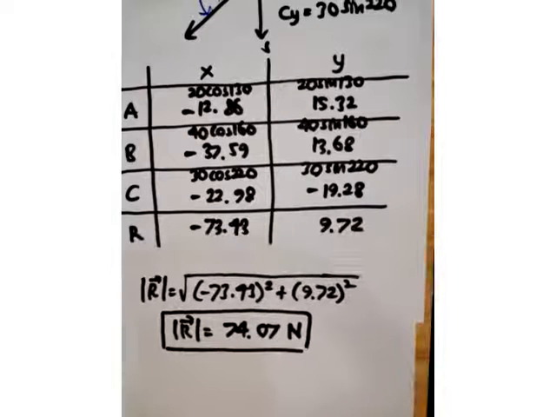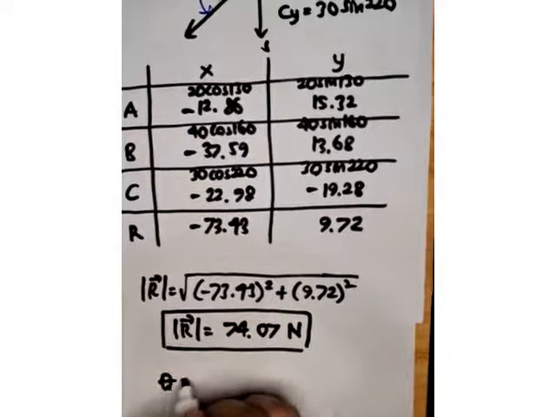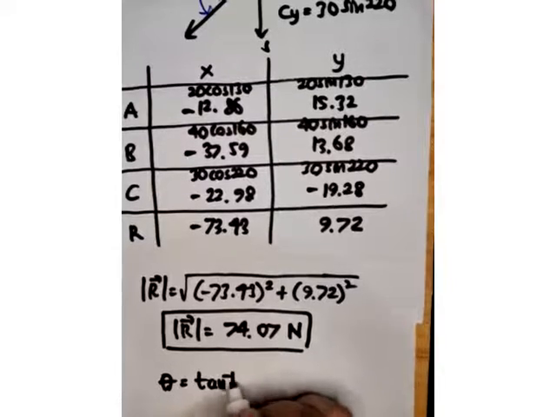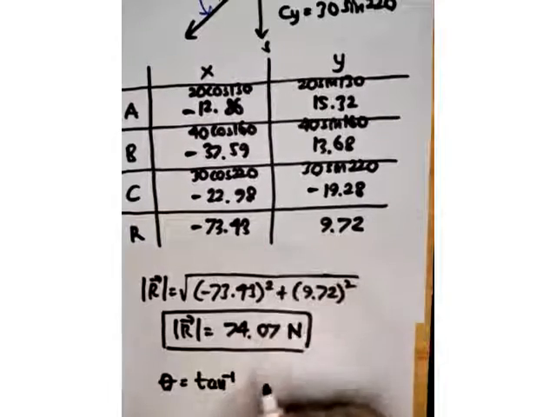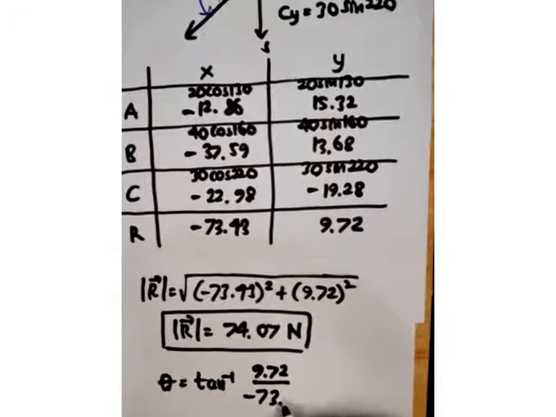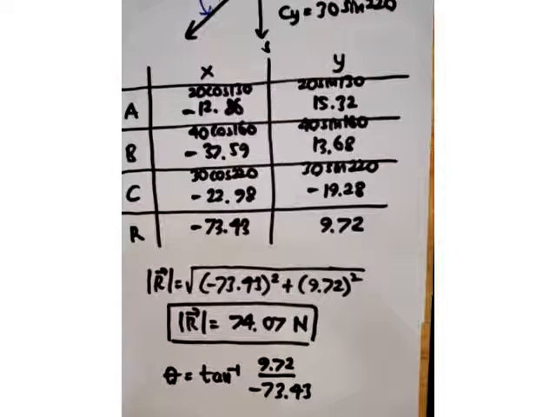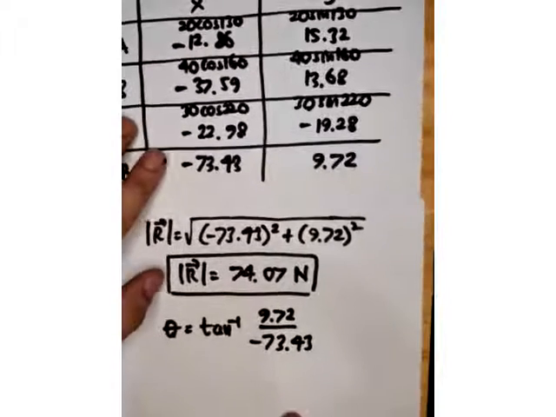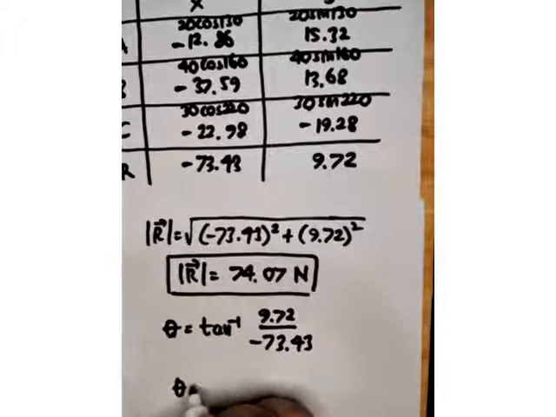Okay, next. We want to find the direction. So arctangent of y over x. So 9.72 over negative 73.43. Okay, so what's theta?